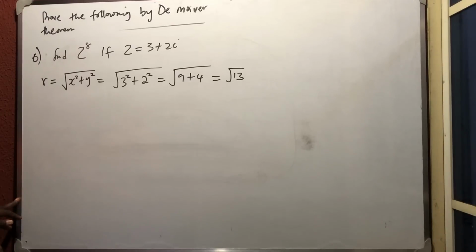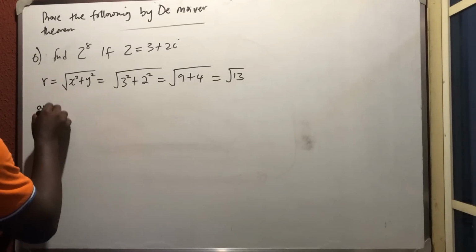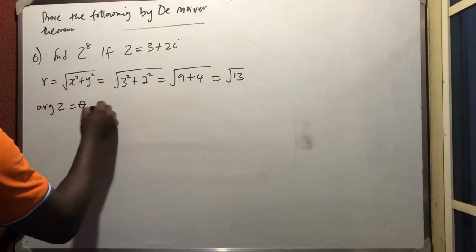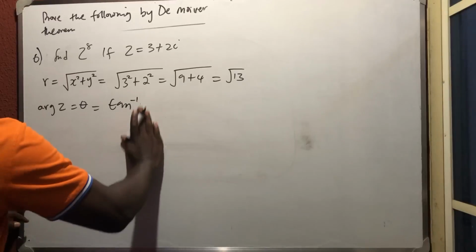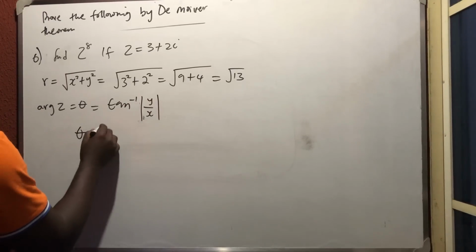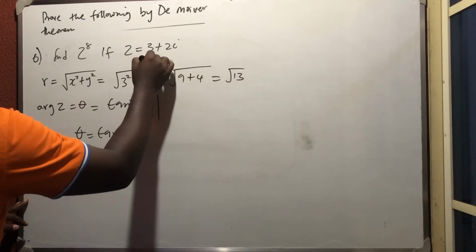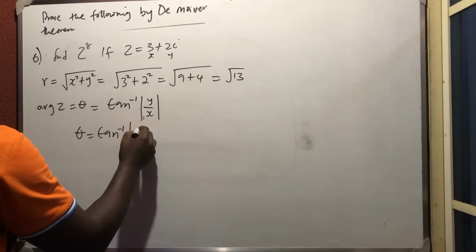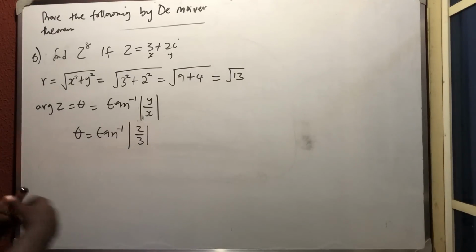So I've gotten my R. The next thing I need to get is my argument of Z, which is theta, which is equal to the tan inverse of the absolute value of y over x. My y is 2, my x is 3. Okay, so let us get that.